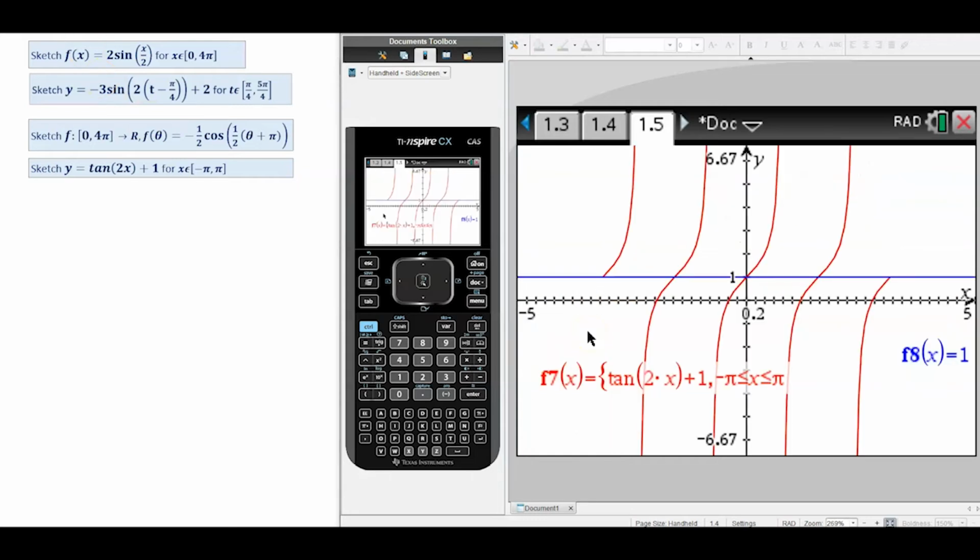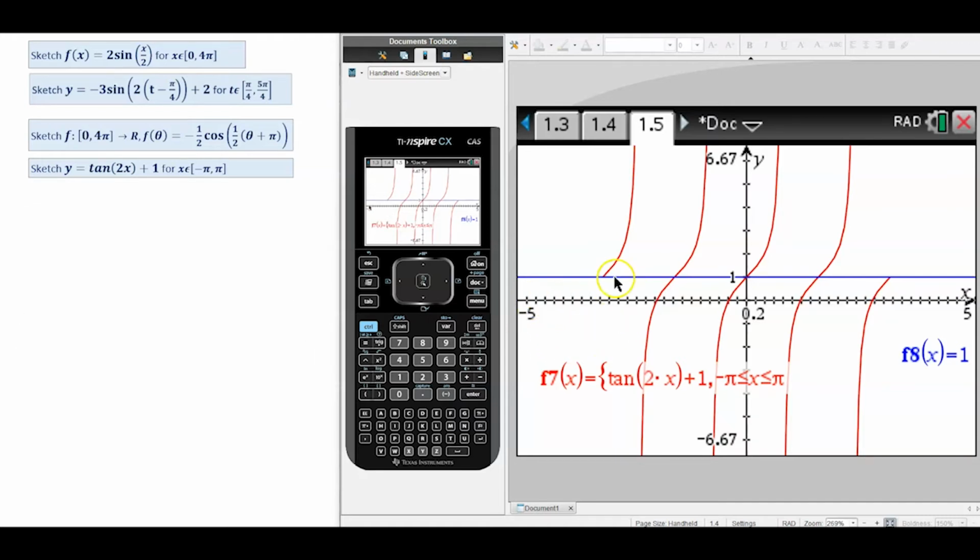So tan graphs are certainly tricky to sketch. We can see our horizontal line of 1, that's our vertical translation there. Otherwise, our standard tan graph here between -pi and pi. We can also find those asymptotes. Our normal asymptotes are at pi on 2, 3 pi on 2, 5 pi on 2. If we divide all those values by any number in front of x, in this case 2, we're going to get pi on 4, 3 pi on 4, 5 pi on 4.